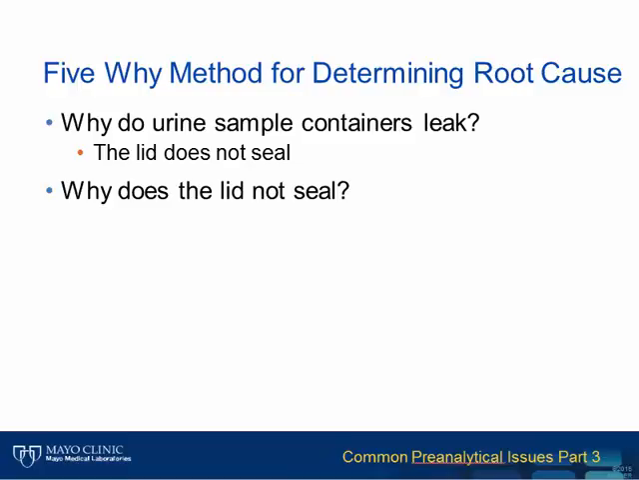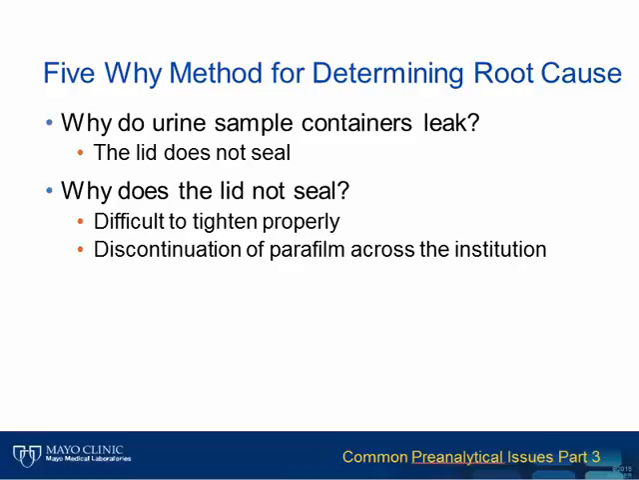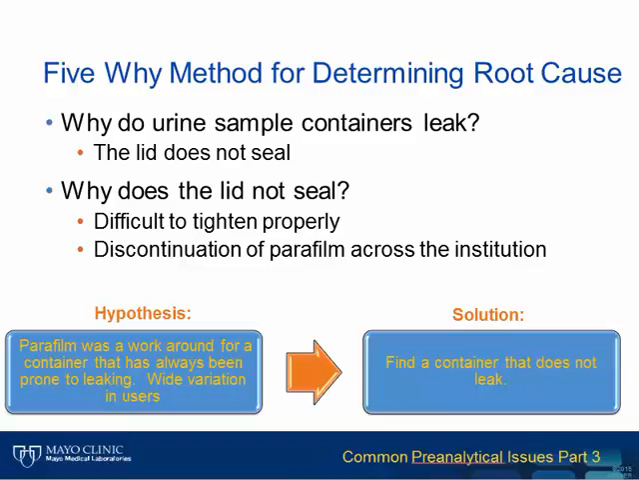After speaking with primary senders of the container, it appears that it is difficult to tighten properly, and up until recently they were all sent with a piece of parafilm around the lid. The parafilm was removed from service for most areas and was no longer available for use, and the leaking took a sudden increase. Our hypothesis was that the parafilm was masking a long-standing problem with the urine containers that are prone to leaking and difficult to teach the diverse number of users to look for problems with the lid sealing properly. Our proposed solution was to find a container that did not leak.